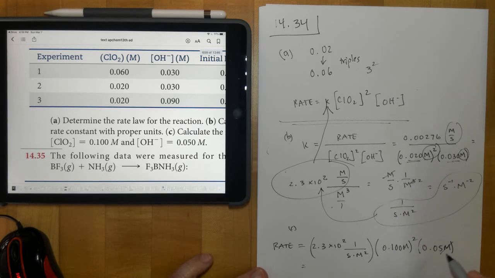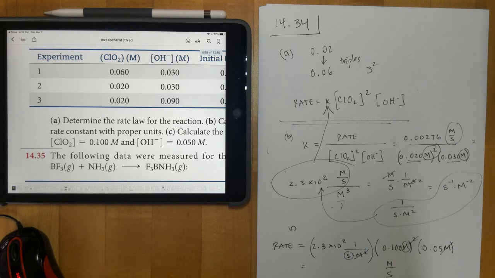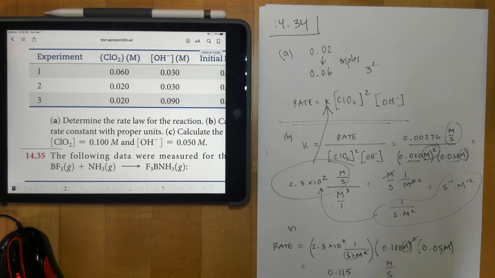Multiply those guys together. Notice how one of the molarities goes away here. That takes care of the molarity squared. We have molarity per second as our units, which would be correct for the rate. And then multiplying those guys together, we end up with 0.115 molarity per second for our rate at those concentrations.